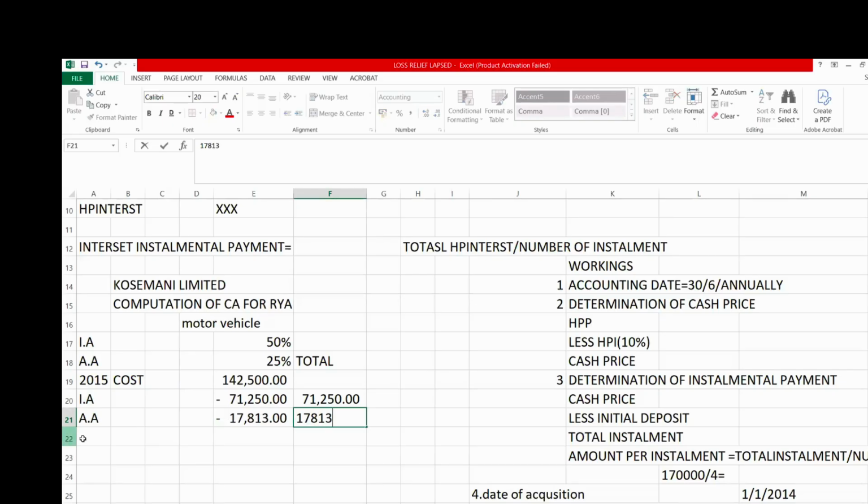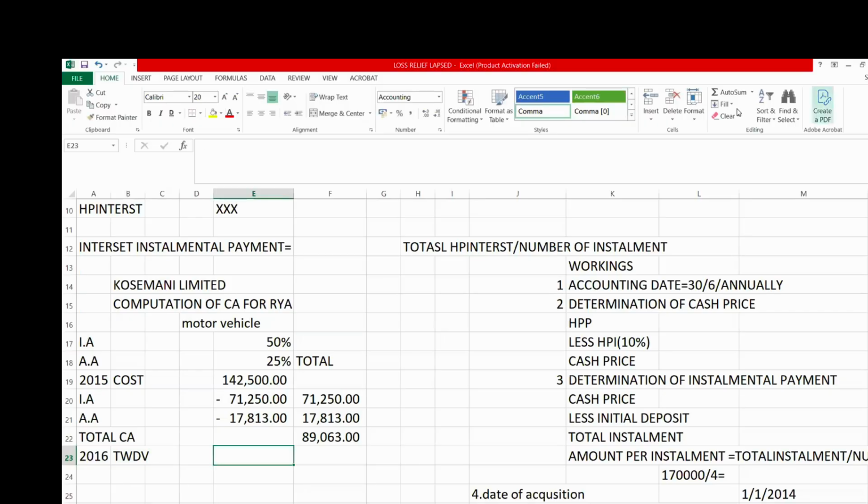So in 2015, you have a total capital allowance, which is the addition of these two. After 2015, you have 2016. 2016 will now be this minus this, which gives us the tax written down value. So this minus this minus this gives us the tax written down value of 53,437.